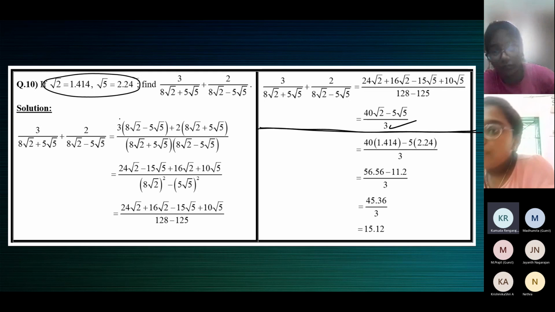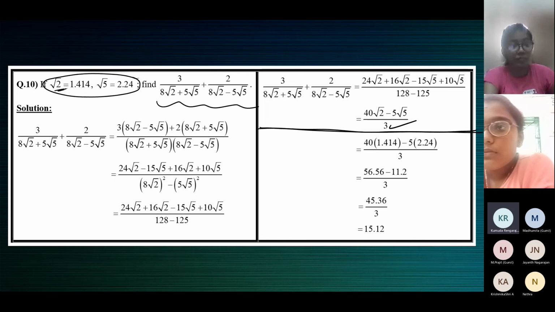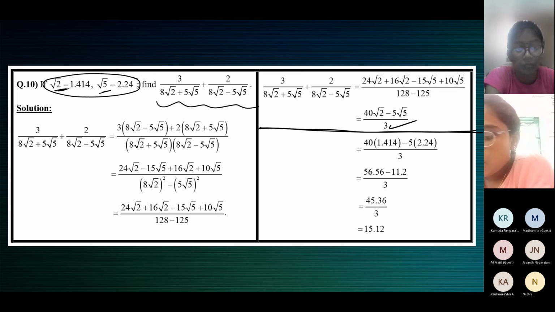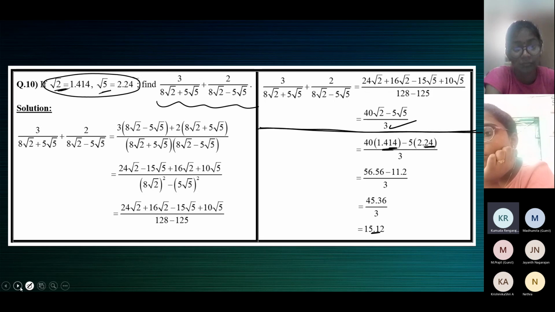But you have to find the value of this expression. Given that root 2 is 1.414, root 5 is 2.24. So we have some more steps. We'll have to continue. Take the value of root 2, take the value of root 5. And you know what to do. So 15.12 is the answer. The value of the expression is 15.12.